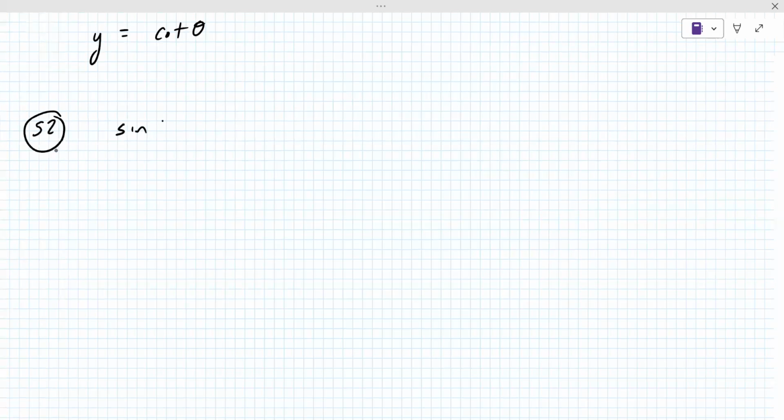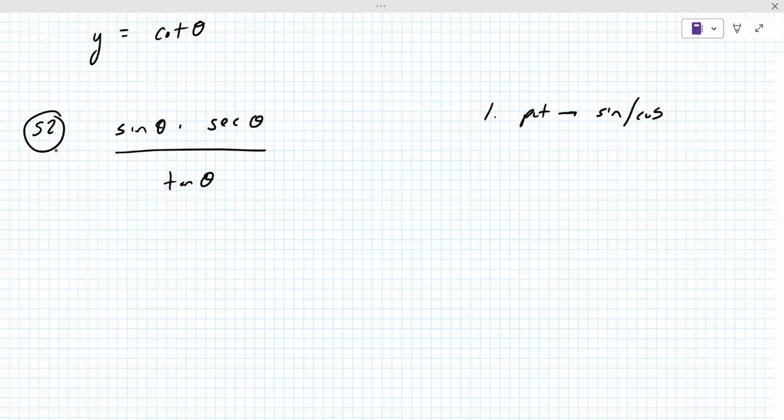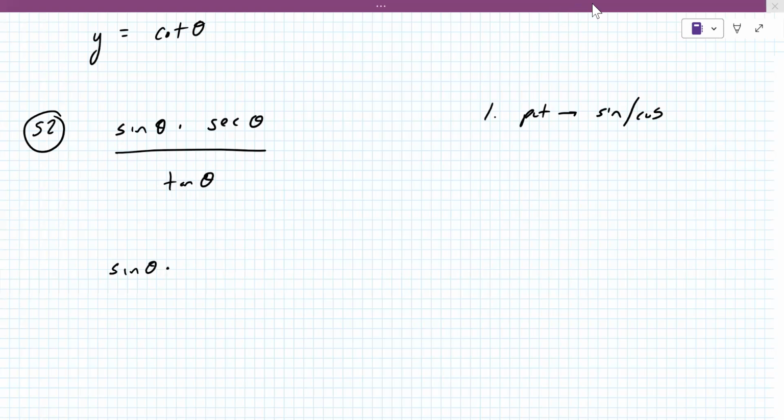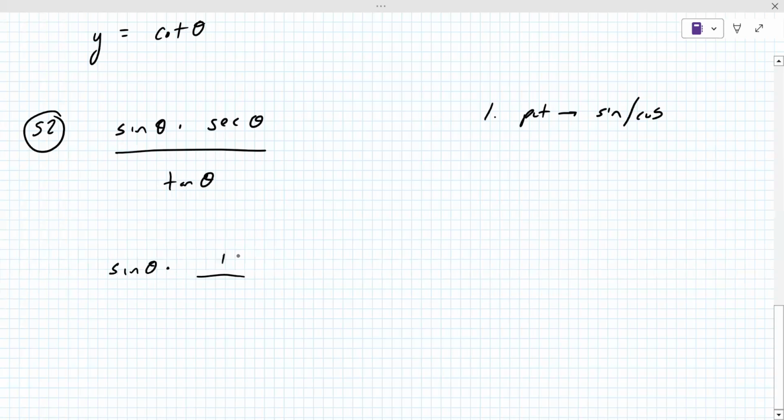The next one here is sine theta times secant theta over tangent theta. Again, the first strategy is to put everything in terms of sine or cosine. Sine is already good. Could you look at the reciprocal identities and tell me what secant can be rewritten as? Is it 1 over cosine? Yes.